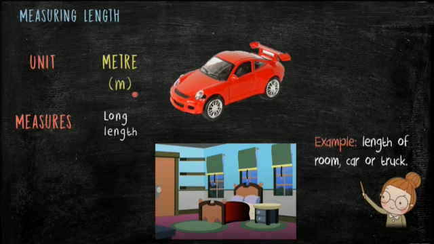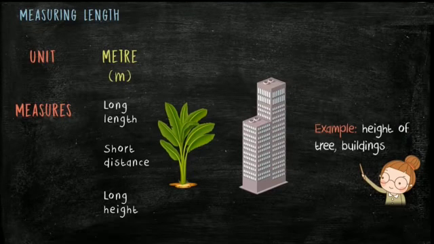Meter is denoted as m. We also use this unit to measure length. When we want to measure long length, for example the length of a room, car or truck, we use meter. Meter is also used to measure short distance and long heights. Short distance means the distance from bedroom to kitchen or from bedroom to drawing room. Long heights means the height of a tree or the height of a building. That is also measured in meter.